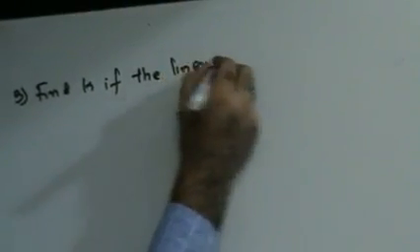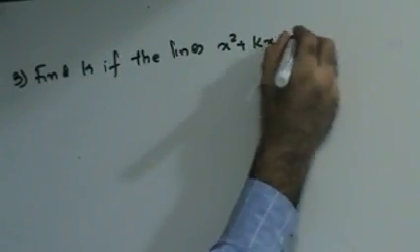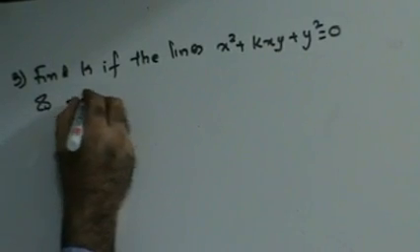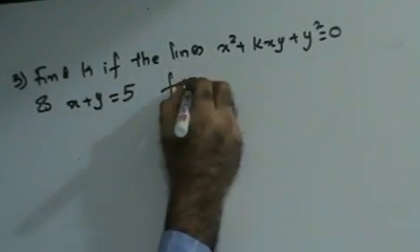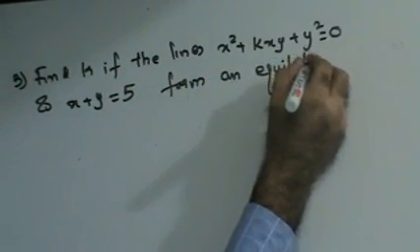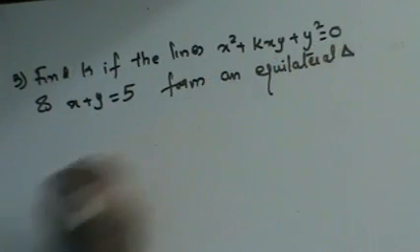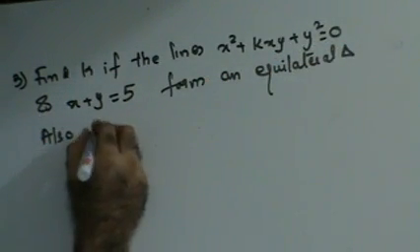Find k if the lines x square plus kxy plus y square is equal to 0 and x plus y is equal to 5 form an equilateral triangle. Also find the area of the triangle.